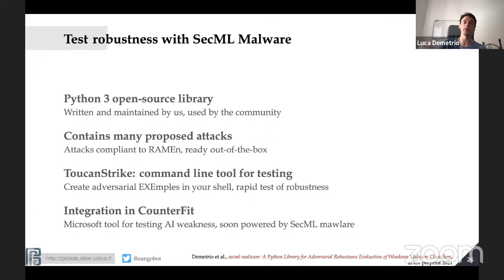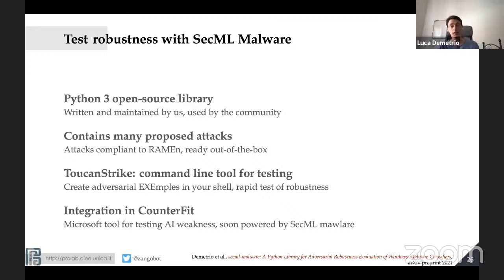And SecML Malware contains already some of the proposed attacks in the state of the art, so our attacks and others, like FGSM attacks. On top of this, we also implemented ToucanStrike, which is a command line tool for testing. At the end of the presentation, I'm going to show you a video of how it works. But basically, you can create adversarial examples in your shell as if you were using Metasploit, if some of you know this tool.